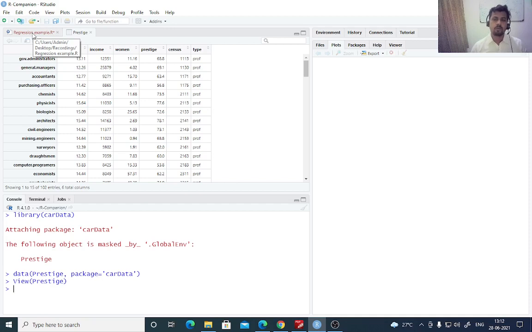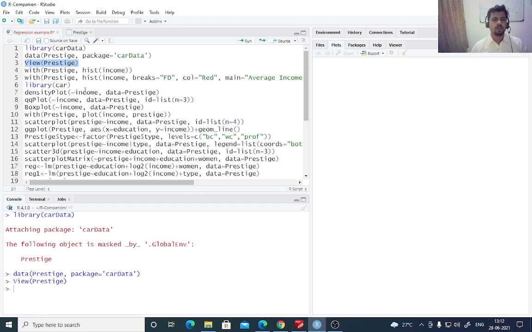The first basic thing that, as a data analyst, we should perform is the exploratory data analysis. So I'm just using a histogram and density function for one particular explanatory variable over here, that is income. You can similarly do it for education, prestige, and others.